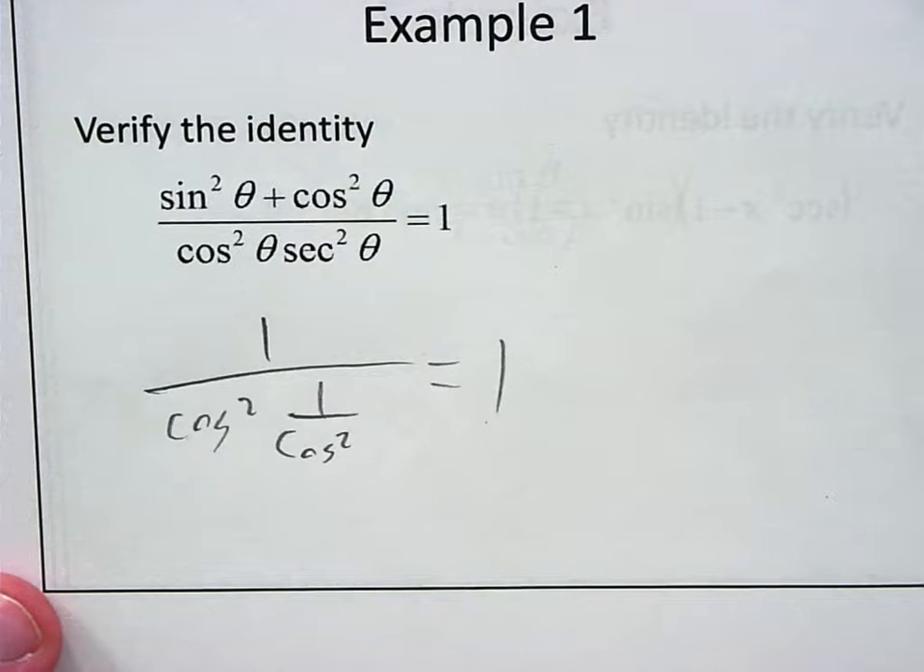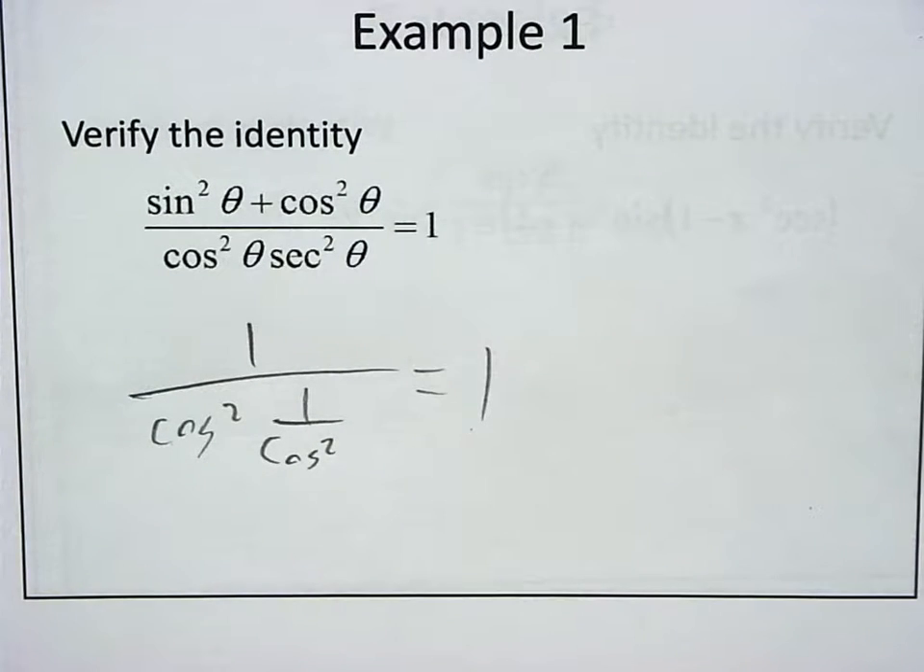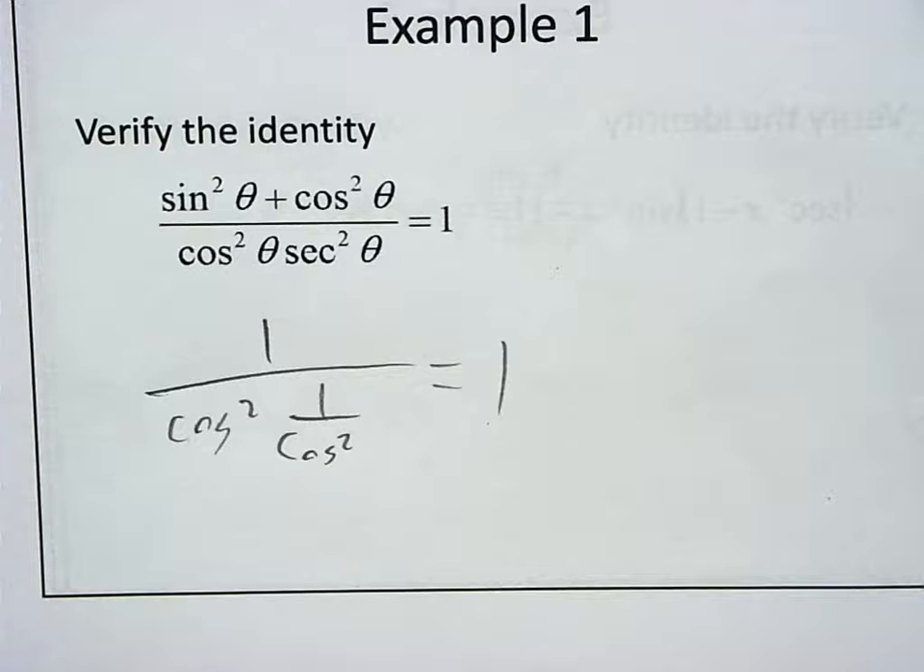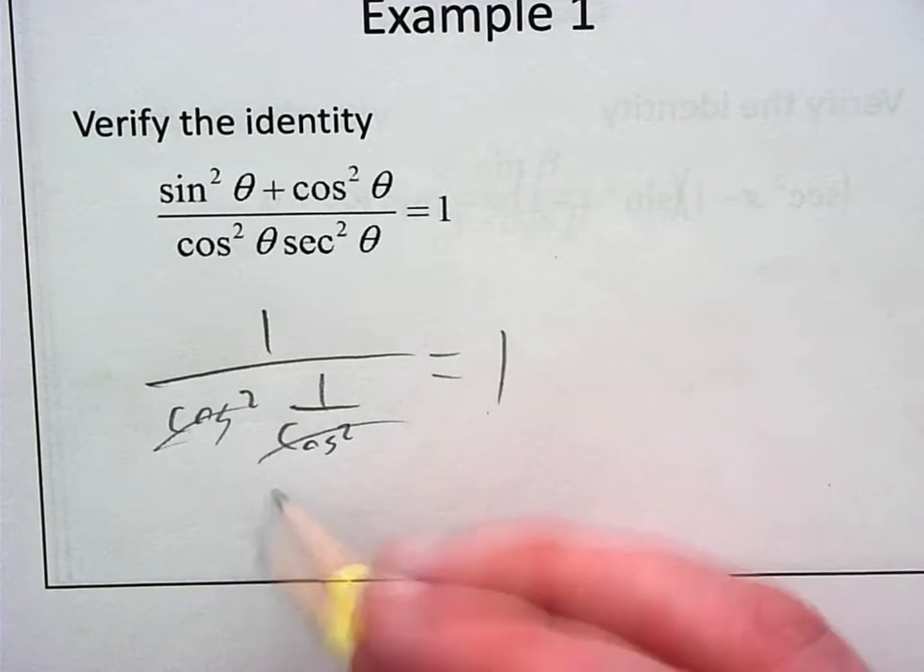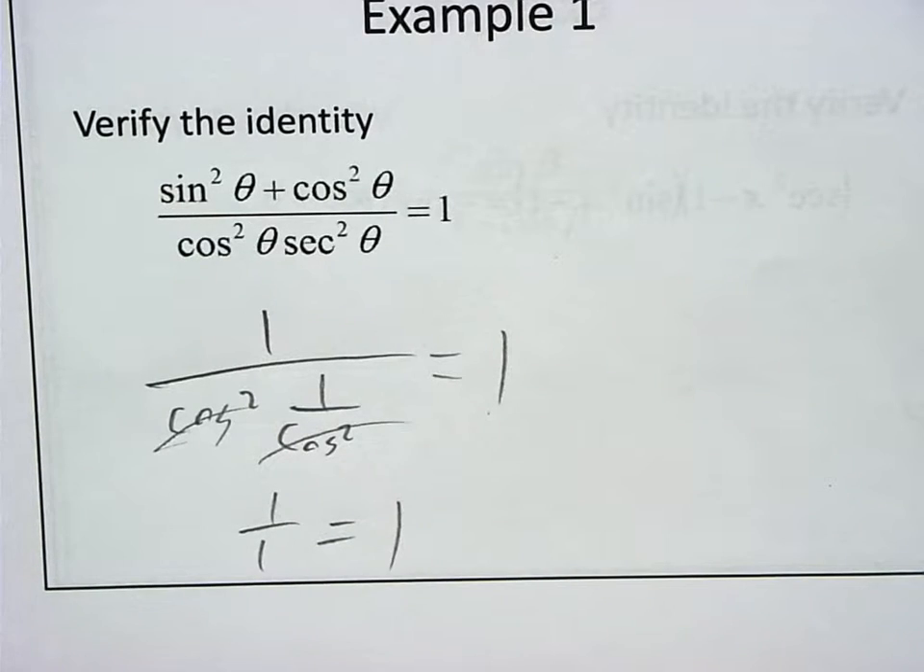The problem with these, especially on a test or quiz, is that they do take a couple of days to grade. Pretty much as much time as it took you to take the test, it's going to take me about a quarter to a half of that amount of time to grade it, because I basically have to redo every problem. Cosine squared times 1 over cosine squared, those cancel. Left with 1 over 1 equals 1.